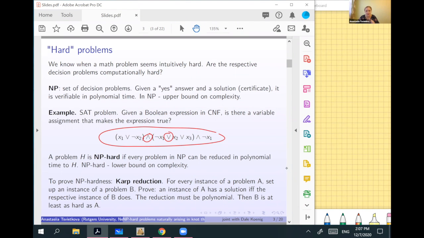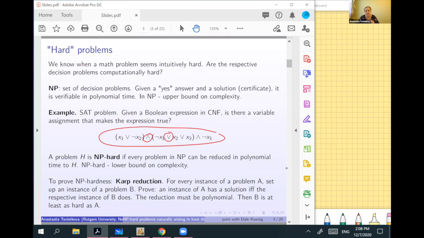So this is a classical example of a problem that is in NP. Another problem is called NP-hard if every problem in NP can be reduced in polynomial time to it. So these are problems that are at least as hard as all other problems in NP. So this is a lower bound on complexity, NP-hard. And actually, the SAT problem is also known to be NP-hard.